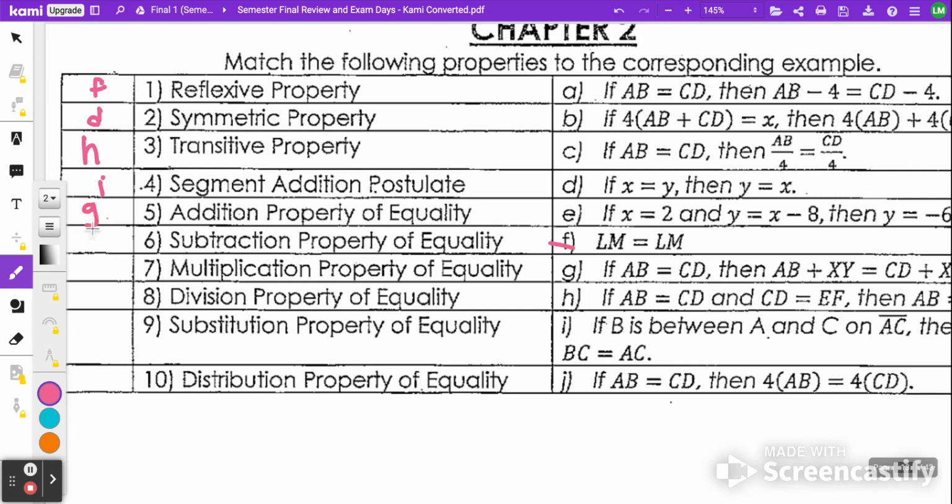The subtraction property of equality is when you're subtracting the same number from both sides, so it's letter A. I'm going to go ahead and cut these off as we go through them.